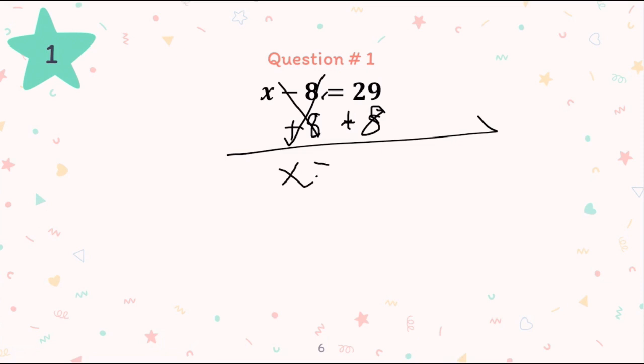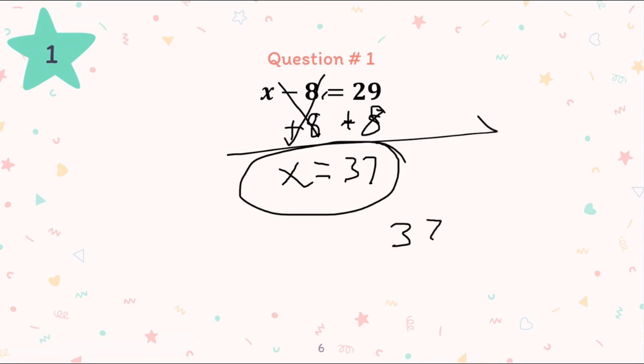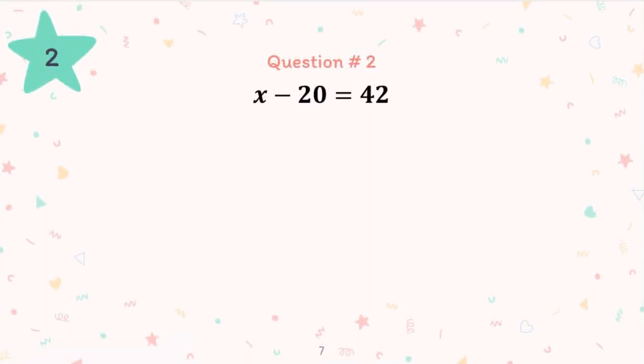And then we do 29 plus 8, which is 37. So x is equal to 37. And to check if you're correct, you do 37 minus 8 equals 29.